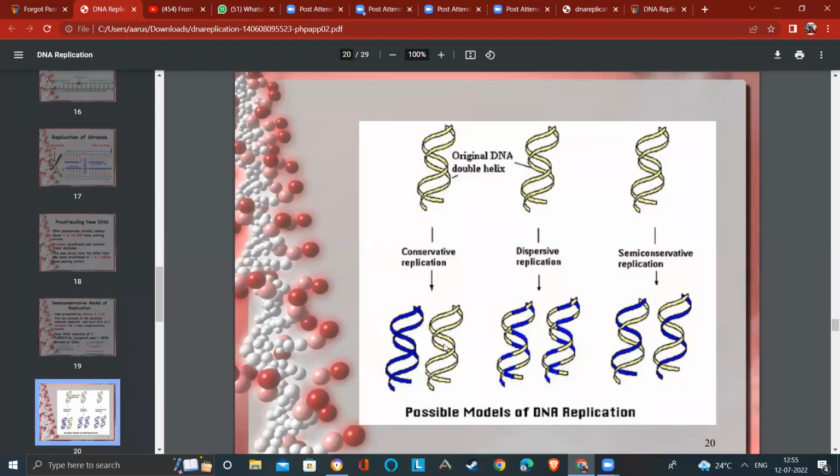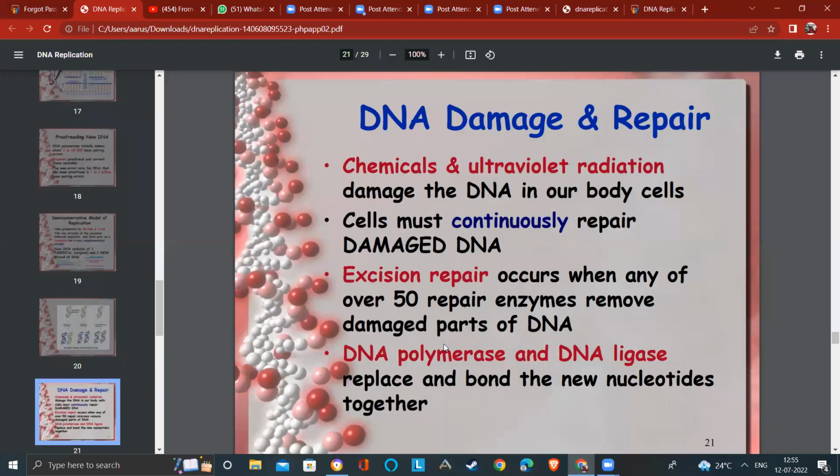So this we have already seen, and here comes DNA damage and repair, where chemicals and ultraviolet radiation damage the DNA in our body cells. The cells must continuously repair the DNA damage. If not, it leads to mutation and to genotypic and phenotypic characters which are mismatching with the original one. And excision repair occurs when any of over 50 repair enzymes remove the damaged part of the DNA, and the DNA polymerase and DNA ligase replace and bond the new nucleotides together.